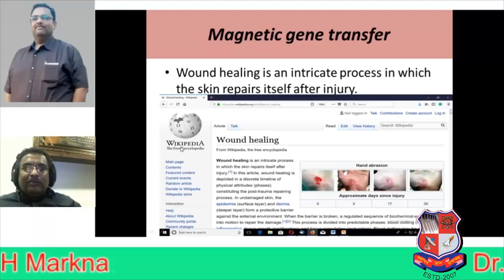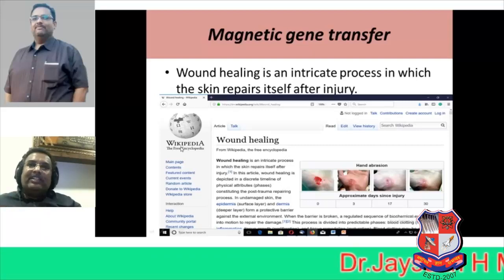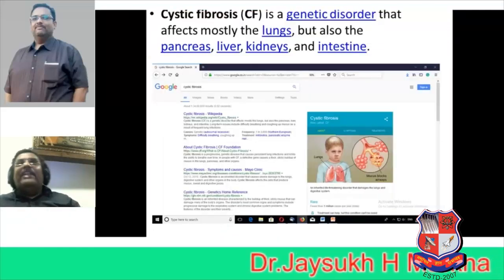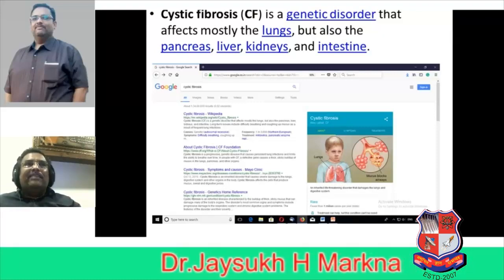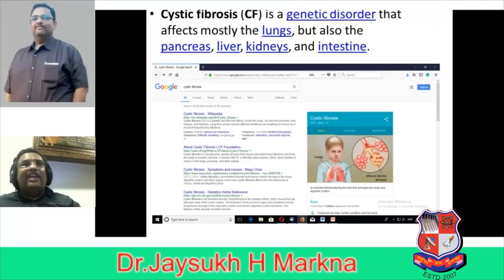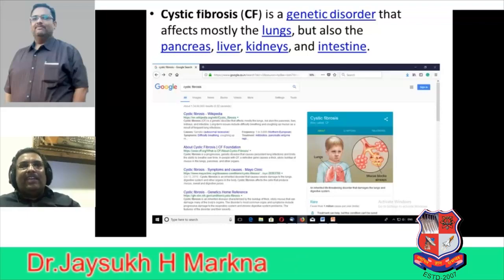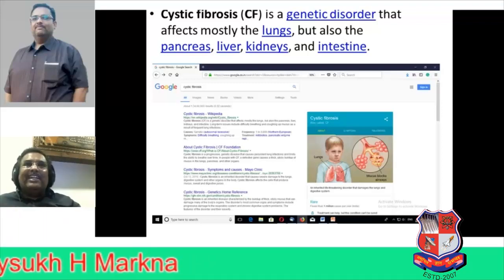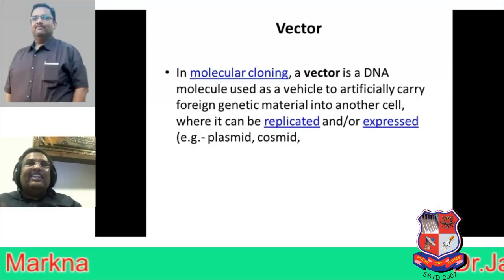So that also you can enhance, or in other words, you can reduce the healing time after any surgery. And fibrosis is associated with a genetic disorder that affects mostly the lung, means the lungs, causing difficulty in breathing. Suppose this type of disease has occurred, that also you can easily treat with gene transfer. Not only that, but also with pancreas, liver, kidneys, intestine, that also you can easily treat with gene transfer.